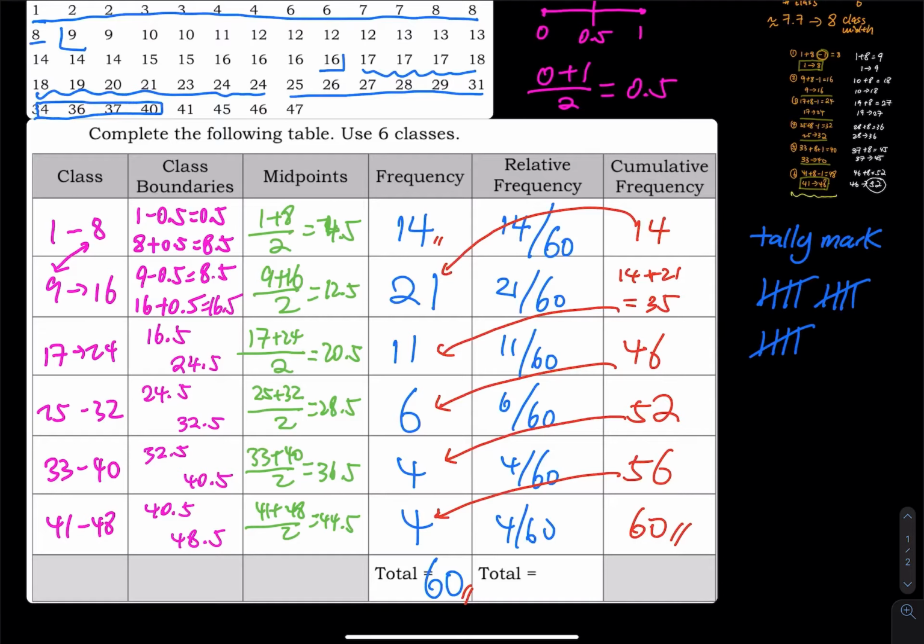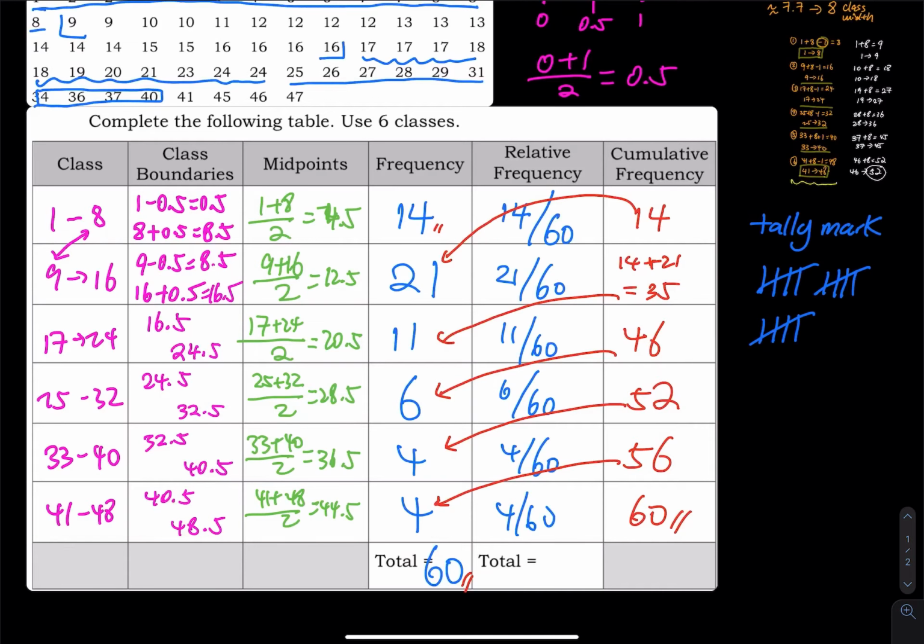And then the sum of the relative frequency. So this is like adding fractions. You already have a common denominator. That's why I asked you not to simplify the fraction. So the sum must be 60 over 60, which equals 1. So that is the table.